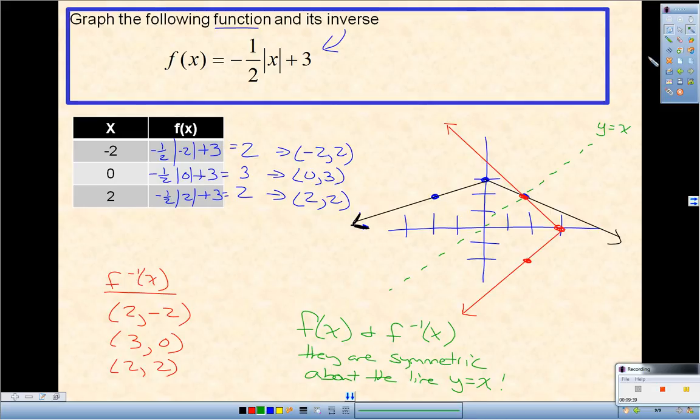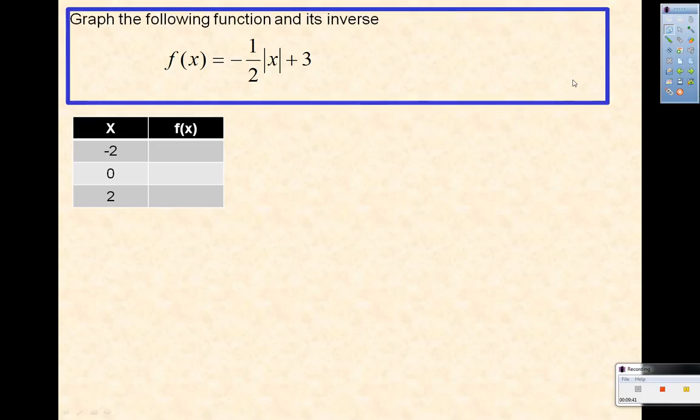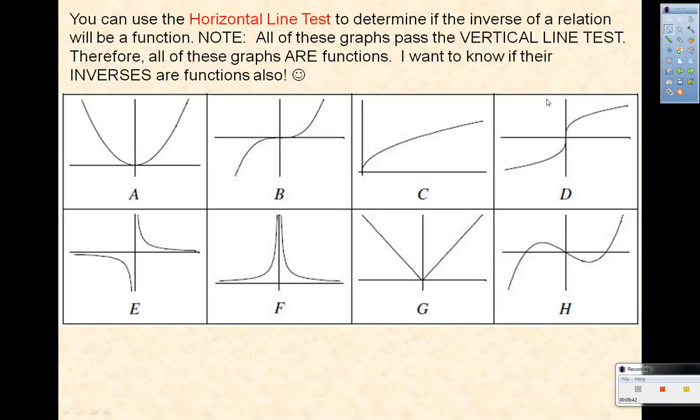All right, let's look at another problem. Now, here's the thing about your graphs. You can use the horizontal line test to determine if the inverse of a relation will be a function.